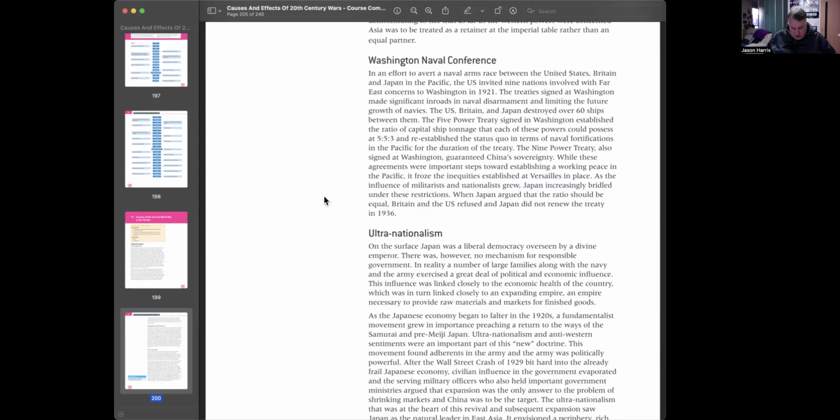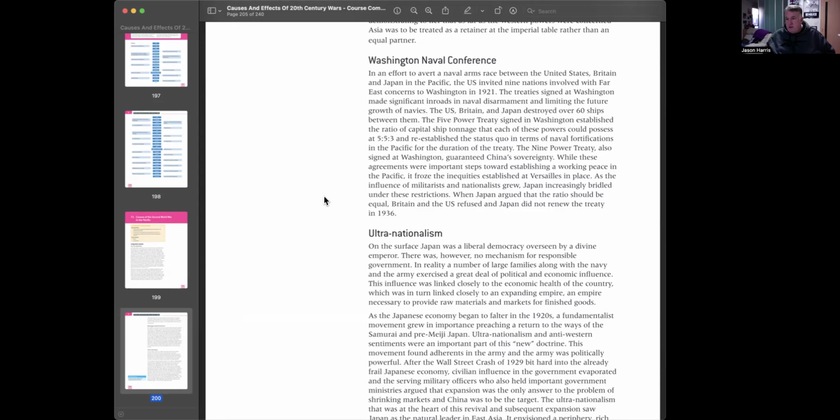The treaty signed at Washington made significant inroads in naval disarmament and limiting the future growth of navies. The US, Britain, and Japan destroyed over 60 ships between them. There's going to be another disarmament conference in Europe, and Germany goes but decides not to participate, or Hitler leaves or something. There's all this talk in the interwar years about getting rid of stockpiles of weapons because we don't want to have another war.